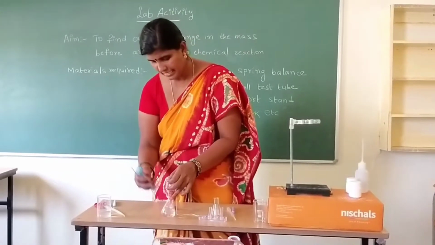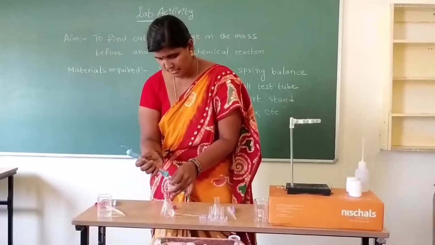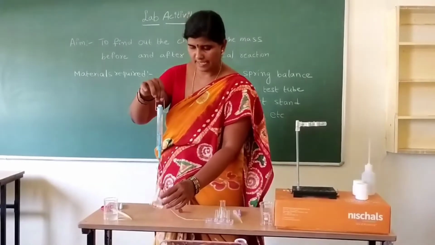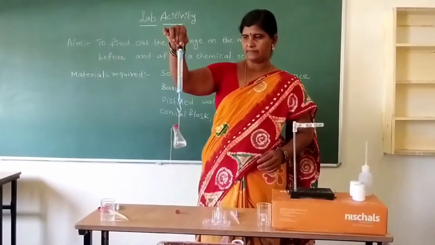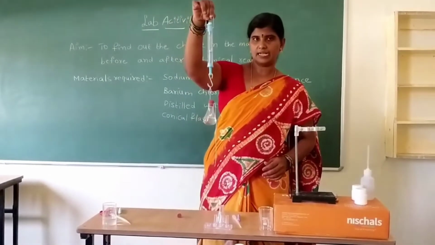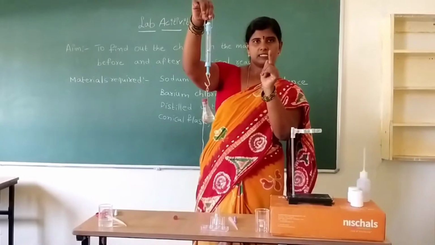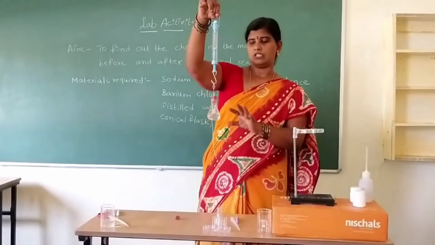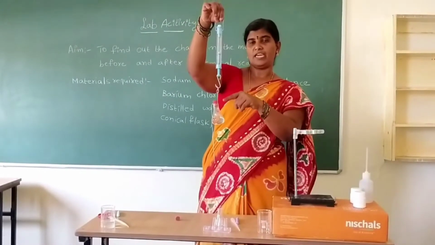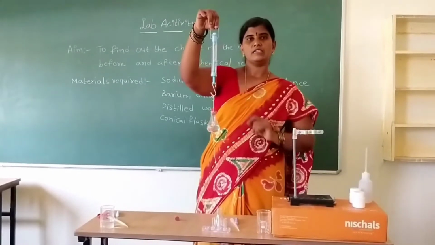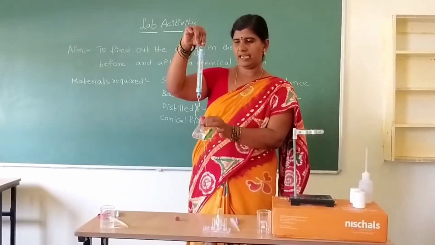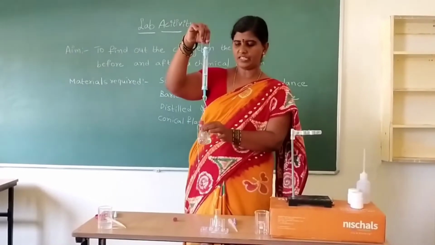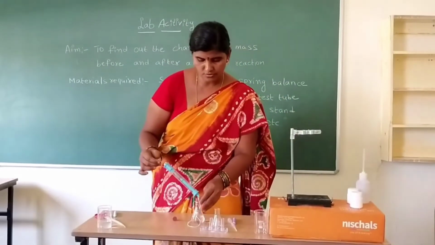I am hanging the test tube on the spring balance. So this is the spring balance. So I am hanging this test tube. Observe the reading. Are you understanding? Barium chloride is in the small test tube. Sodium sulfate is in the large conical flask. They are not mixing. We are weighing both the masses with the help of the spring balance. Understand? Then note the weight reading in the notebook.